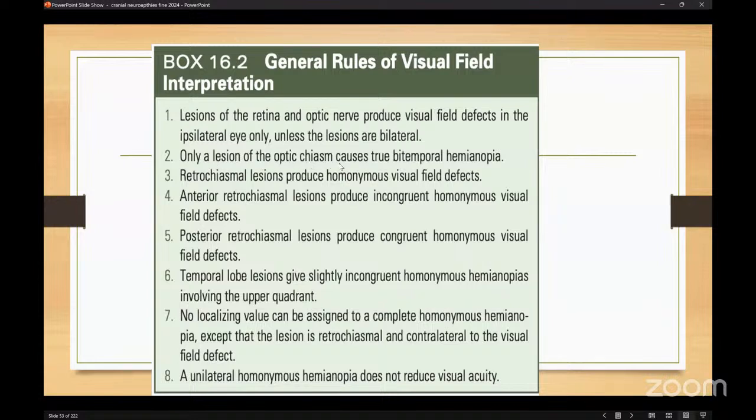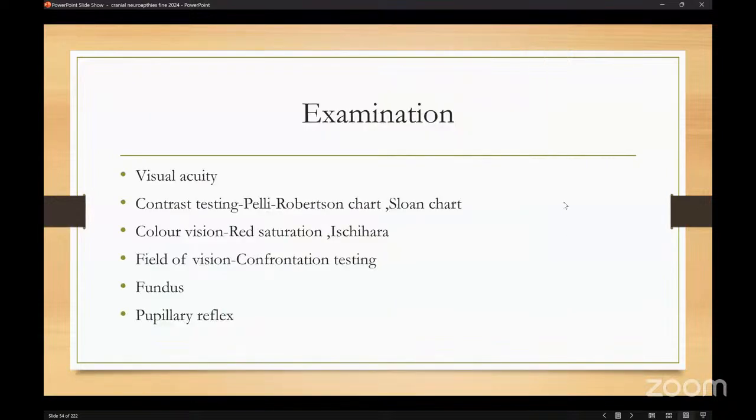Only a lesion of the optic chiasma causes true bitemporal hemianopia. Retrochiasmal lesions produce homonymous field effects. Anterior retrochiasmal lesions produce incongruent homonymous field effects. Posterior, meaning occipital lobe, will give rise to congruent homonymous visual field effects. Temporal lobe lesions are incongruent, and unilateral homonymous hemianopia does not reduce any visual acuity.